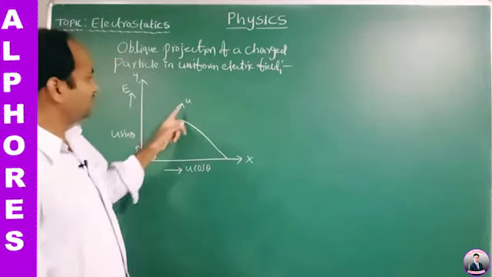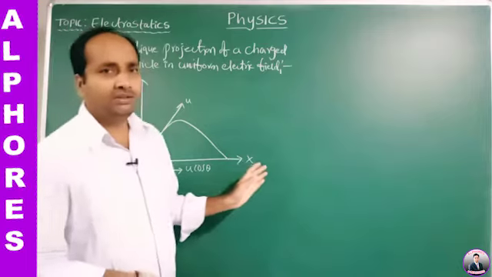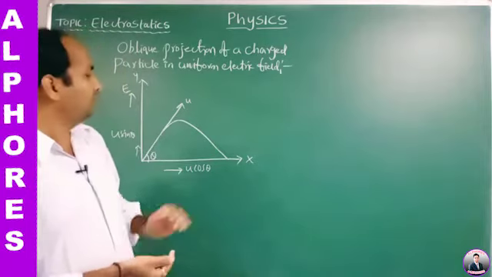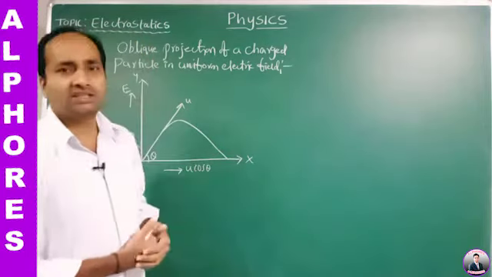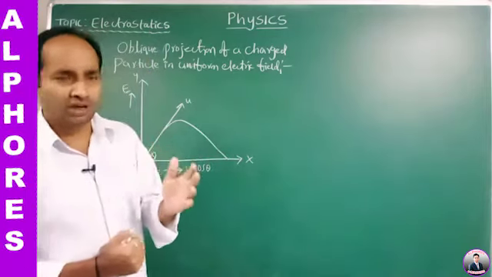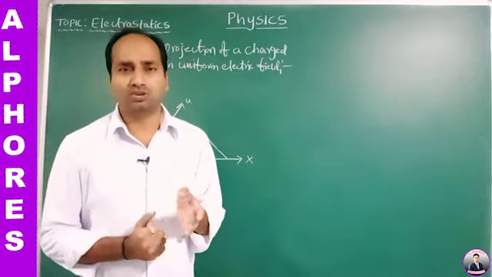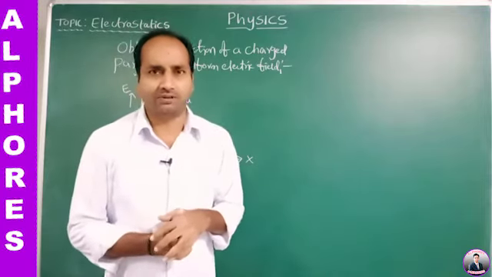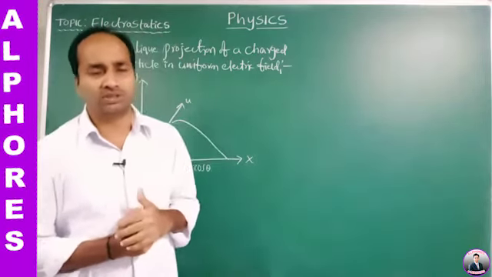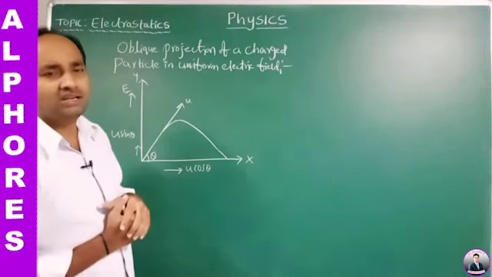Students, now consider projection of the charged particle in the combined electric field and gravitational field. Already in kinematics we discussed the expressions for the maximum height, range and time of flight of an oblique projectile. Where there is no electric field, the expression for maximum height is u square sin square theta by 2g, where g is the only acceleration due to gravity. But here the gravitational field is acting and also the electric field is acting.